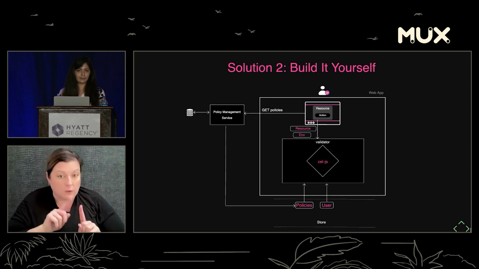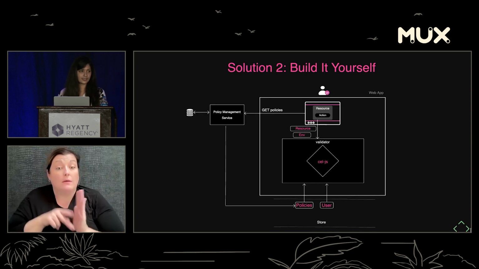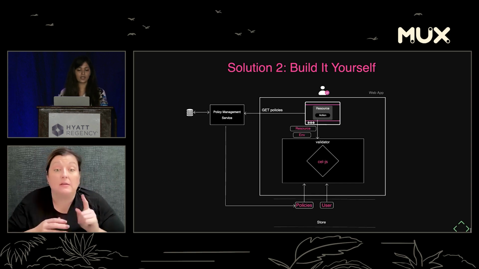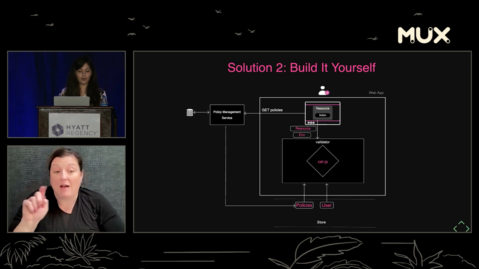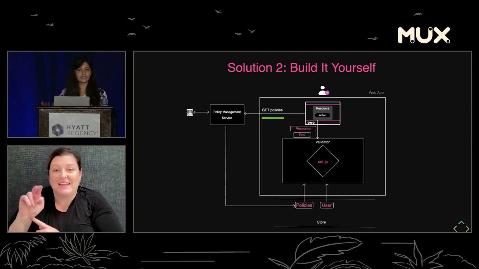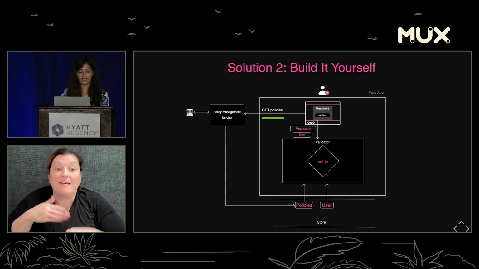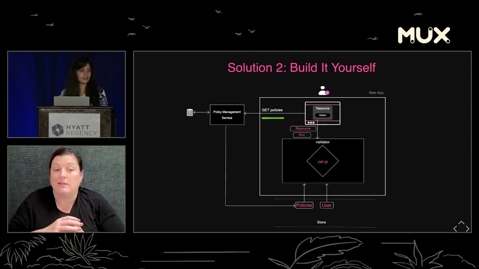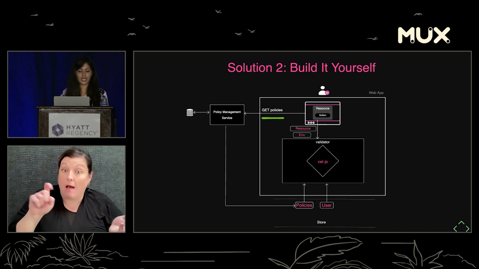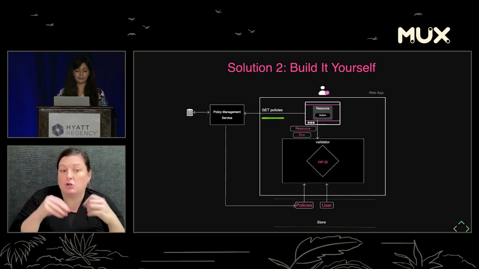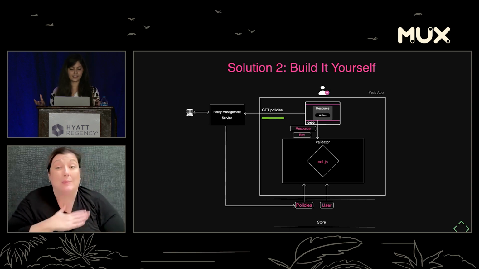The policies can be fetched from a policy management service. I'd like to use Redux Toolkit or TanStack Query in order to conditionally invoke the get policies API after a valid user ID is present, so as to avoid unnecessary network requests. And because we are using Redux Toolkit or TanStack Query, these policies are going to be automatically cached in the store.